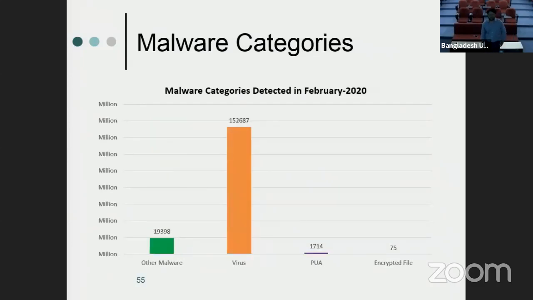And this is the latest data for February. In February, we have a virus attack compared to the other attacks. We see a spike in virus which has over 150,000 viruses. So that is one of the new things that we got in the last month.